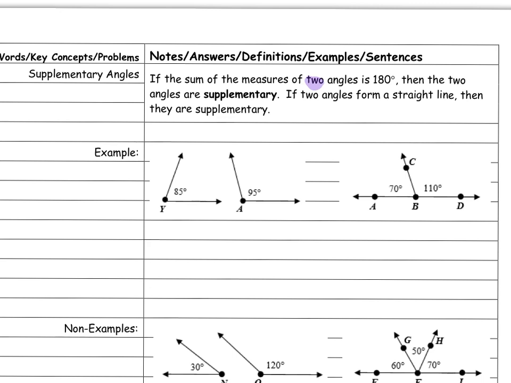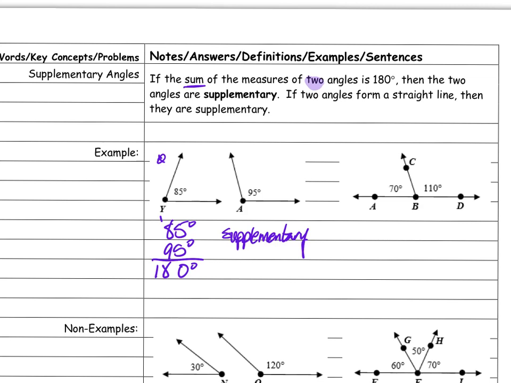Of course, we have some examples again, just like before. We're talking about this example right here. One angle measures 85 degrees and the other measures 95 degrees. If I add them together, again, it says sum, so I'm going to be adding. I add those together, I get 180 degrees. So these are supplementary.